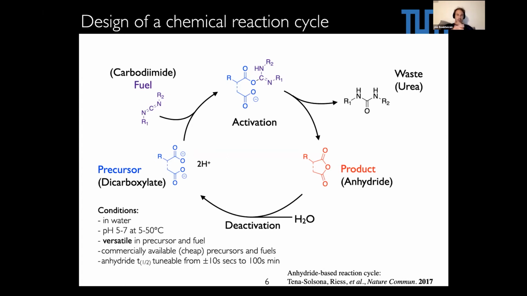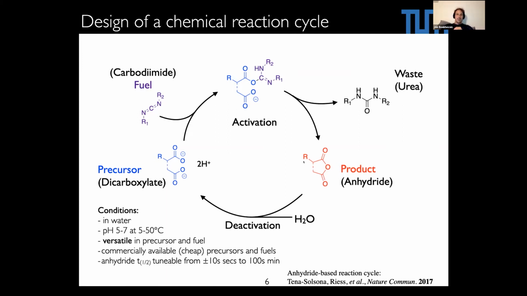It's a very versatile reaction cycle. It works in water, at pH 5 to 7, and over a wide temperature range. And this is aspartic acid. So it's a peptide. So you can use this on many types of peptides, of course. So you have a very wide range in your precursor space or your chemical space, in terms of precursor and in terms of fuel. The anhydride half-life, depending on what type of anhydride you choose, you can tune that from tens of seconds to hundreds of minutes even. So that gives you also different speeds of this chemical reaction.